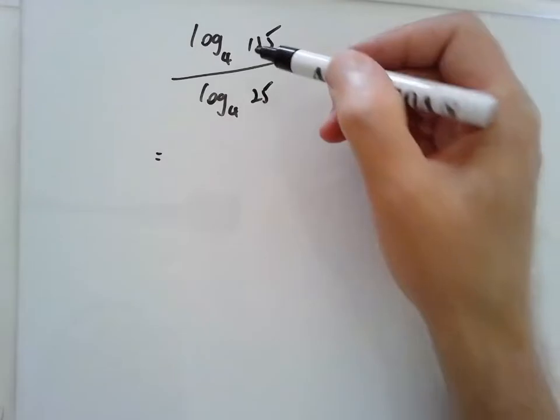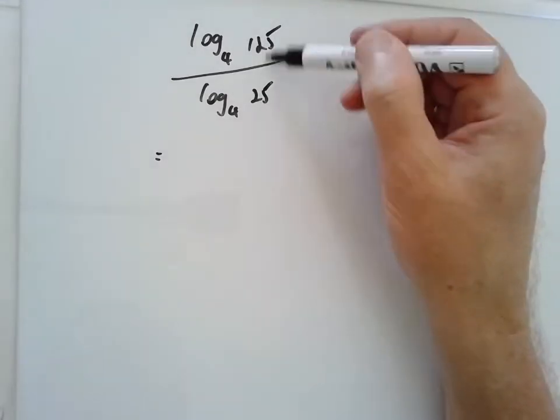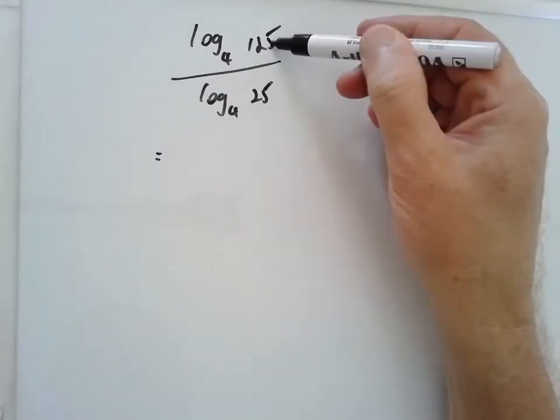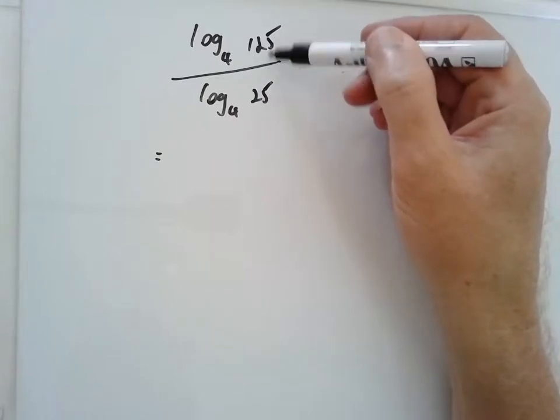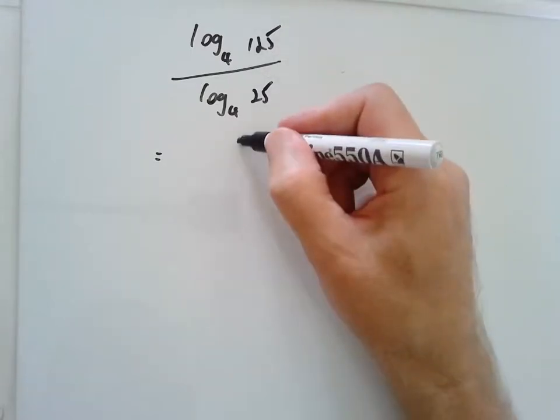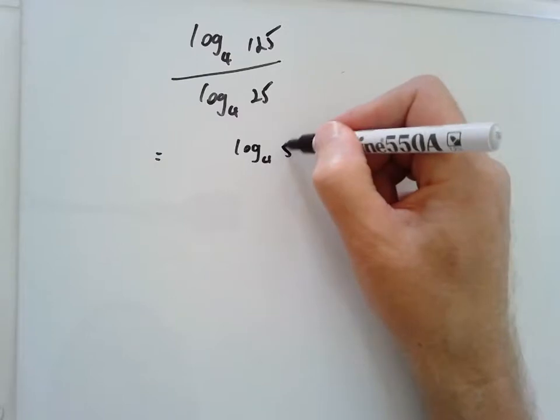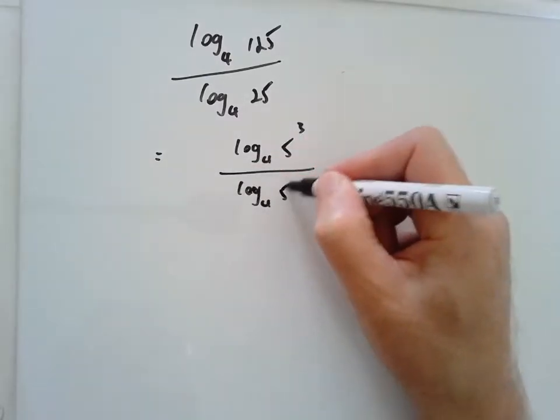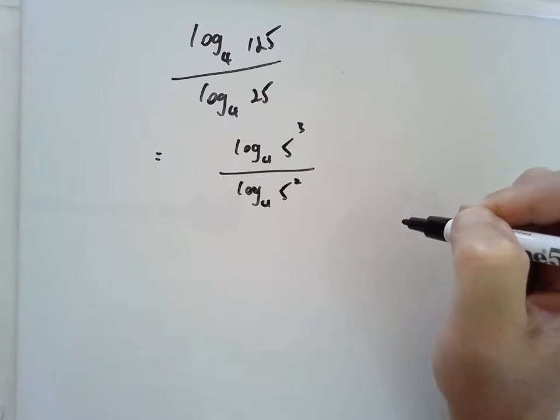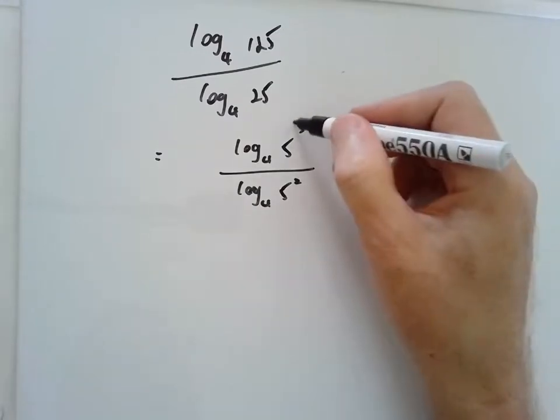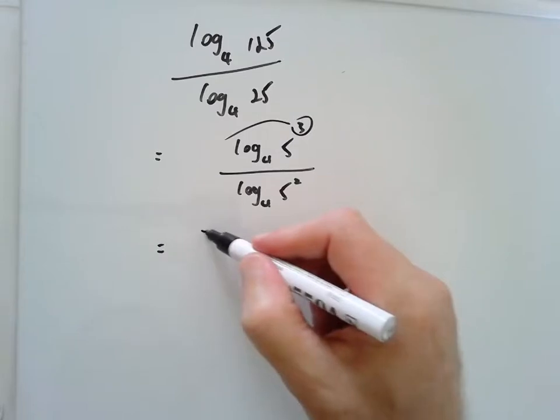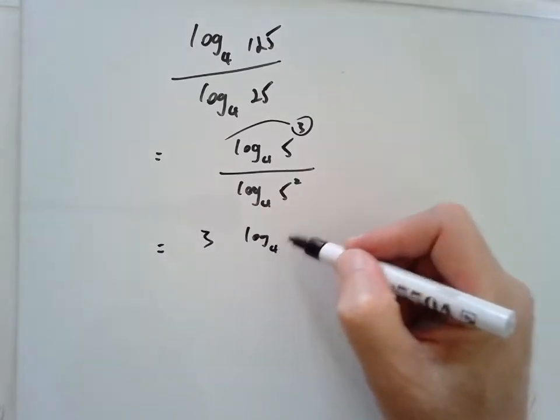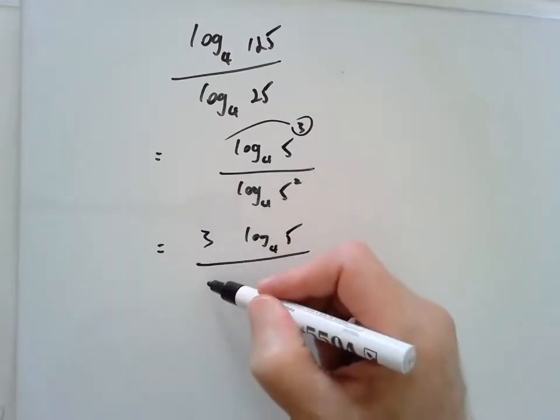Okay, so the only thing we can really do here is see that there's a relationship between this 25 and 125 and go, well, we can get them both to base 5s. So that's 5 cubed and that's 5 squared. That's looking a little nicer. Now we can move the 3 down and the 2 down.